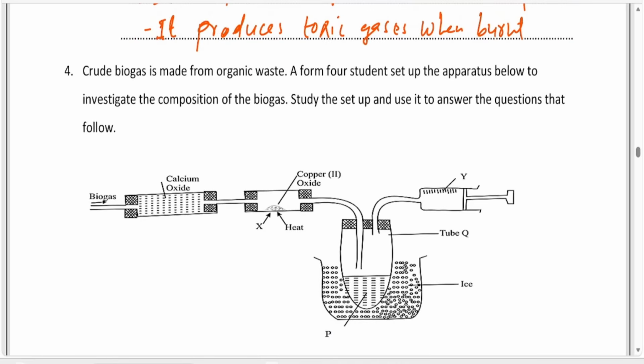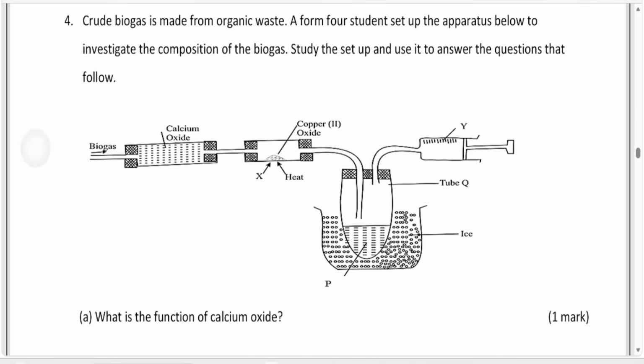Let's move to the next question, number 4. Biogas is made from organic waste. A Form 4 student sets up the apparatus below to investigate the composition of biogas. Study the setup and use it to answer the questions that follow. Learners need to understand that biogas is a combination of an alkane, which is methane, and carbon dioxide.